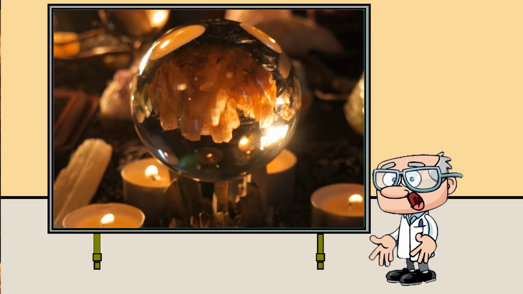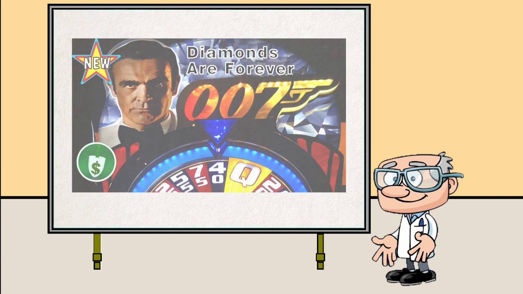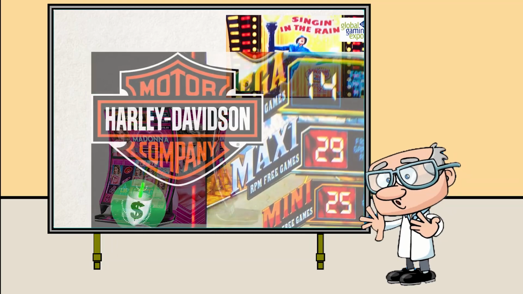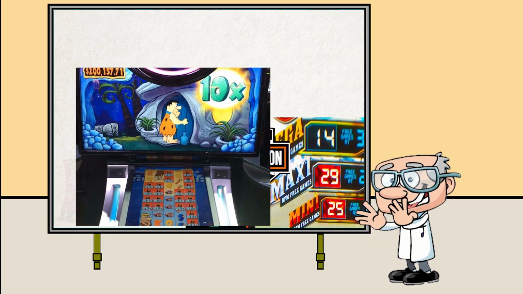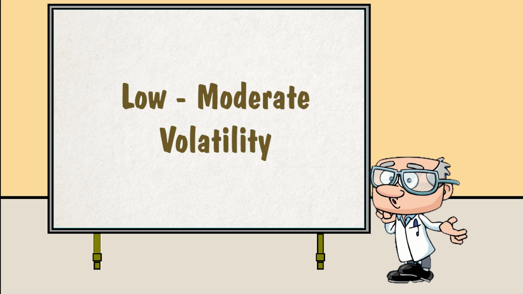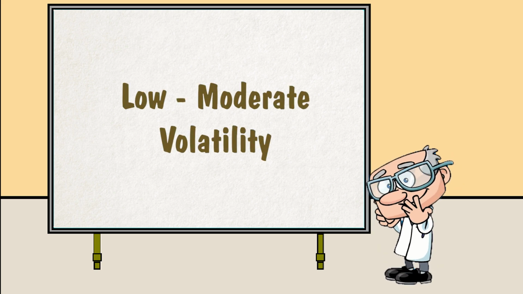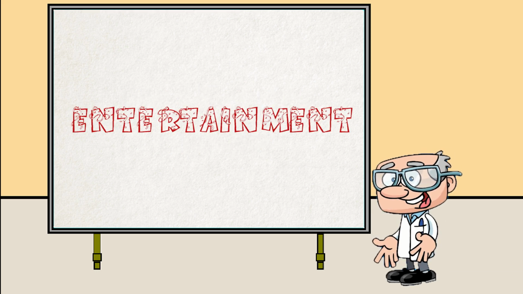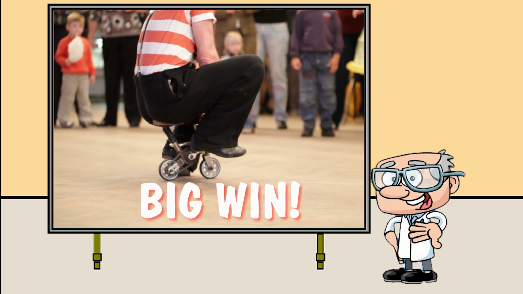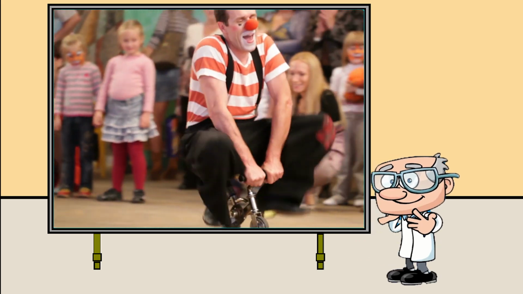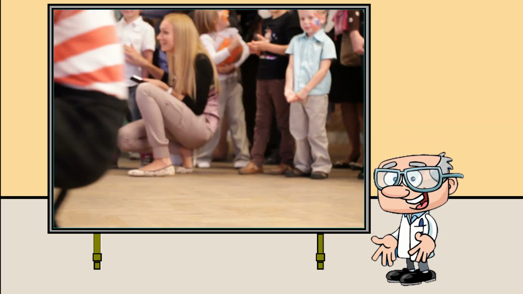Well, here are some clues. First, if the slot machine features a famous name like a movie, a TV show, a singer, a brand, etc., there is a good chance that the game is low to moderate volatility. These games are usually designed more for entertainment than for gambling and for big wins. And if a game makes a big deal out of a win that's just 5 times your spin bet, that's a pretty good clue that it's a low volatility game.